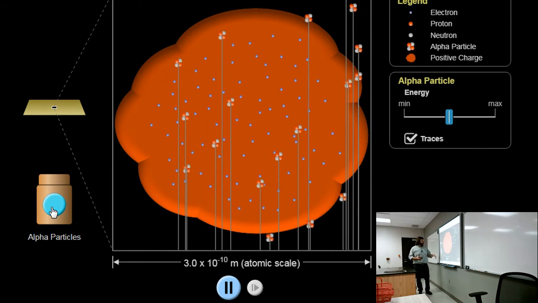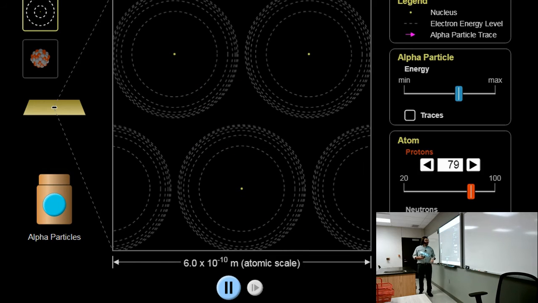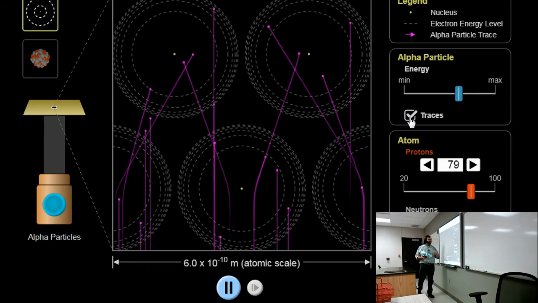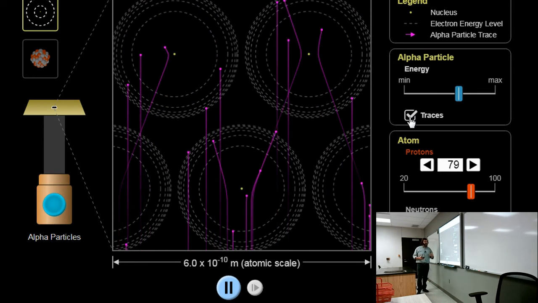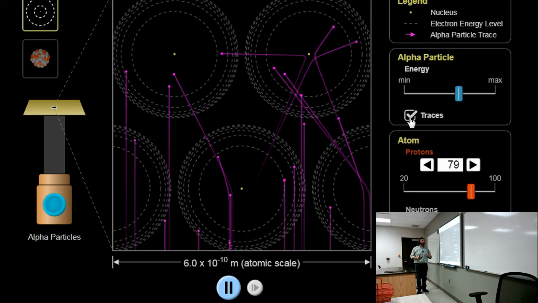What ended up happening was some of those alpha particles bounced off. That must have meant that they were hitting something. And what Ernest Rutherford took from that experiment was that most of these alpha particles are actually going straight through. But again, some of them are bouncing and some of them are hitting something in the gold foil.